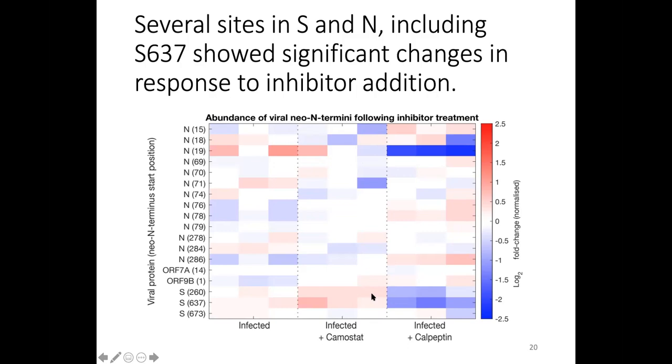And this is really consistent with a model where spike is perhaps preferentially in these cells going through a cathepsin-based entry mechanism, resulting in cleavage at this site here. But if we inhibit cathepsin, we see a reduction in cleavage at those sites. And conversely, if we inhibit alternate routes, for example, TMPRSS-based routes, we can actually see enhanced cleavage, consistent with the preferential adoption of different entry routes.